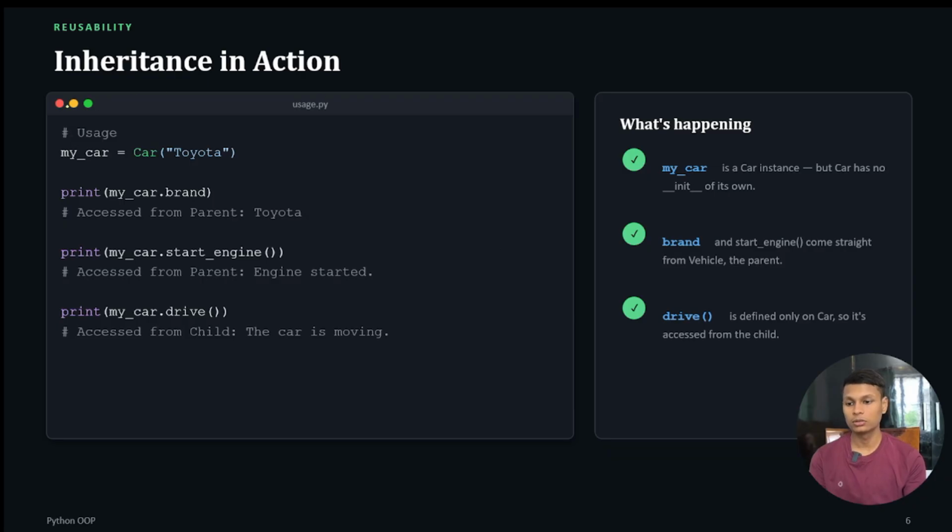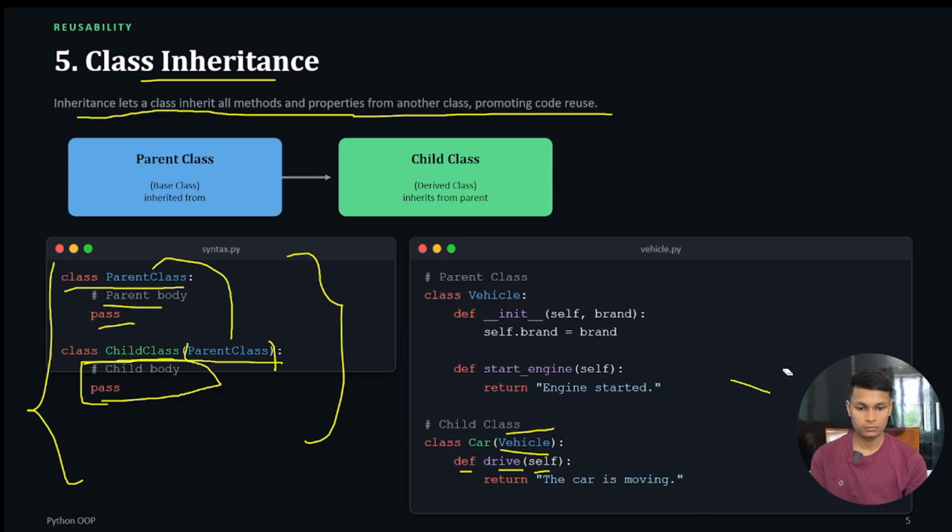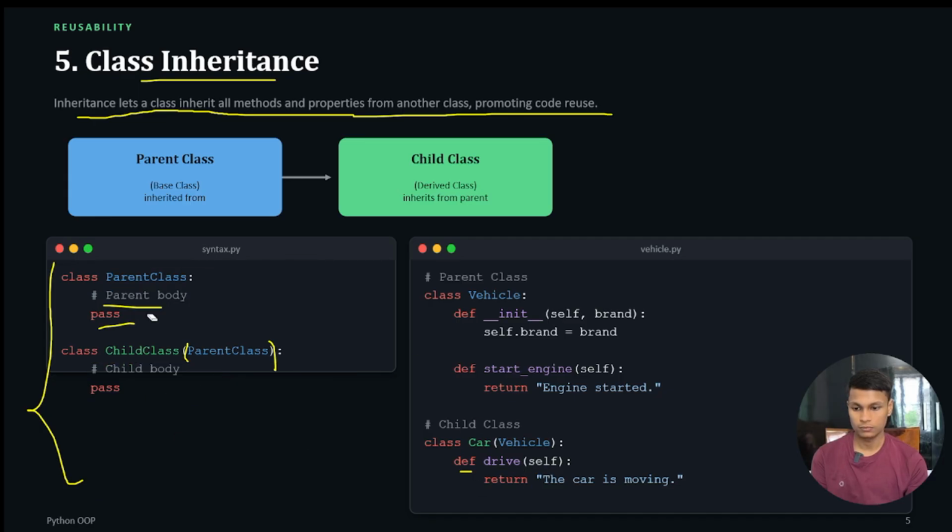Now let's see inheritance in action. How does it look when it is in action? So I am writing my_car equal to Car("Toyota"). All of this is connected with this code. Now you can see that all the code will be related to this.